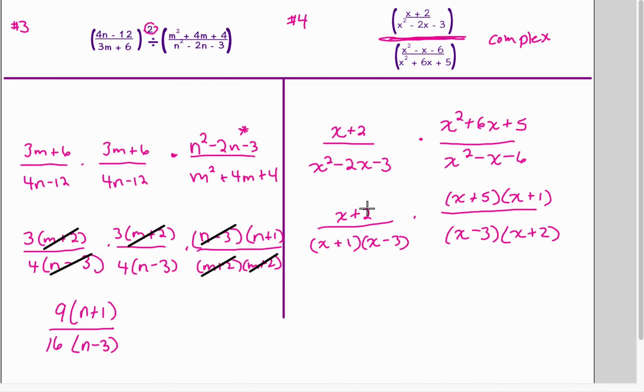All right, what can cancel? Do I have another x plus 2? Yes, I do. Do I have an x plus 5? No, I don't. Do I have an x plus 1? Yes, I do. So after all that, left on top was an x plus 5. And on the bottom, I had an x minus 3 and an x minus 3. Now I can write it as such, or I can be fancy-dancy and write it as x plus 5 on the top, and on the bottom I have x minus 3 squared.